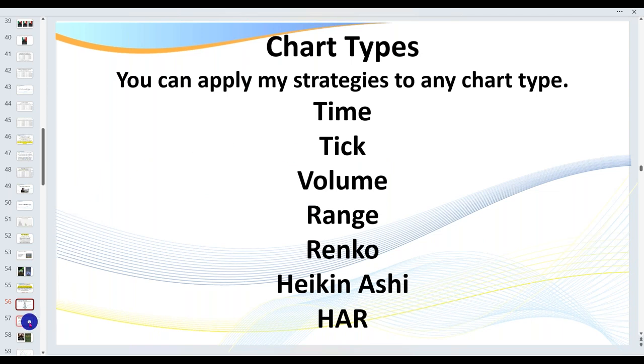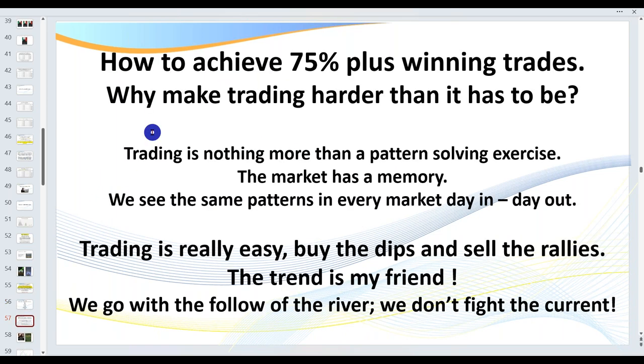So chart types, you can apply this to any chart. Now, how do we average 80, well, usually it's above 80, but say, how do you get to 75% plus winning trades? As I say here, why make trading harder? Trade with the trend, buy the dips, sell the rallies. I know some of you here are already very experienced traders, but please, this is not meant to insult anyone: if you're not where you want to be with your trading, it's usually because we're not doing everything right. Buy the dips and sell the rallies, wait for the retracement, wait for a pullback, but don't buy the breakouts. There are other easier ways.